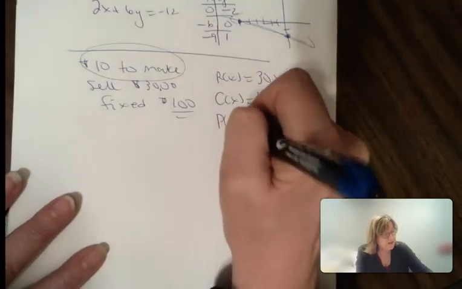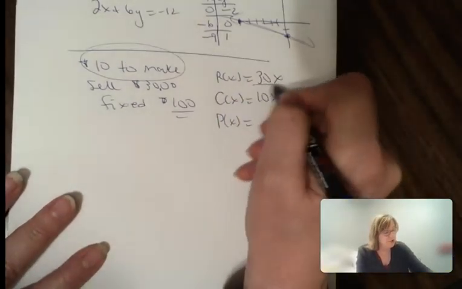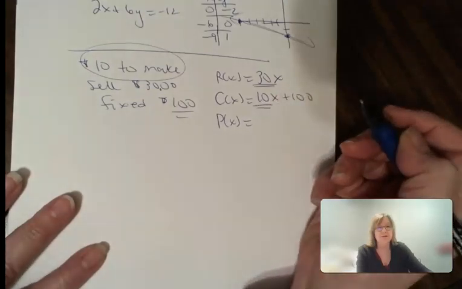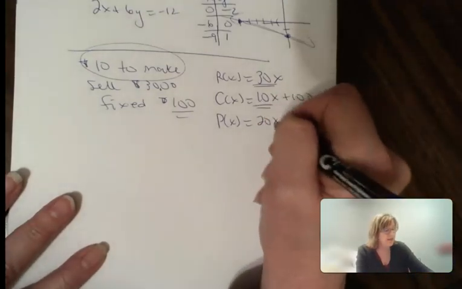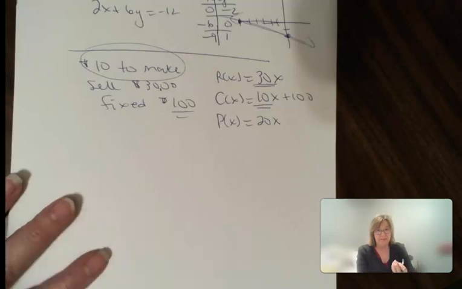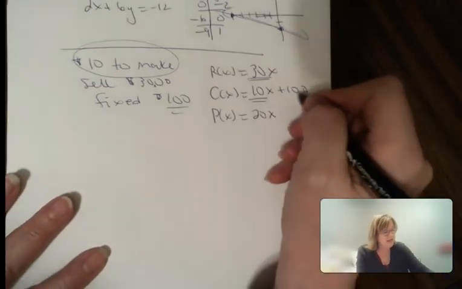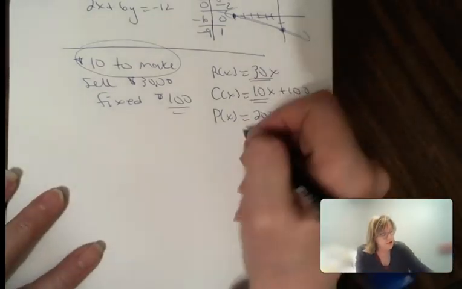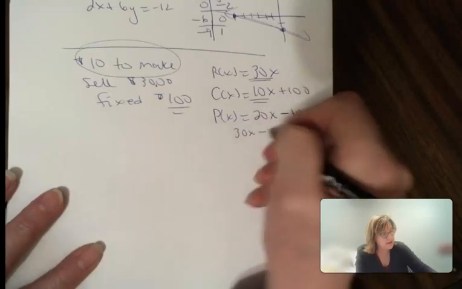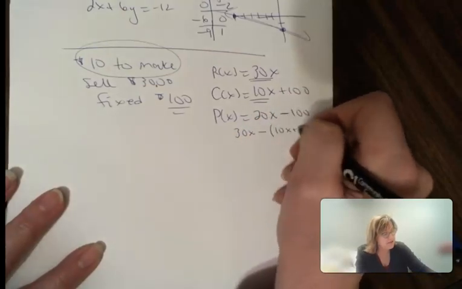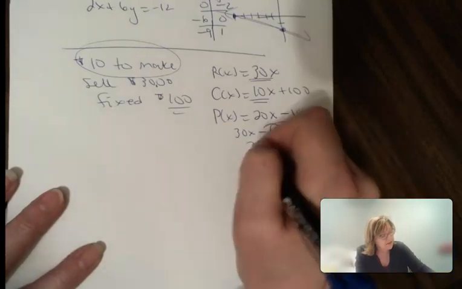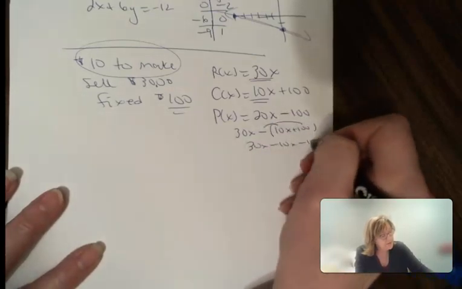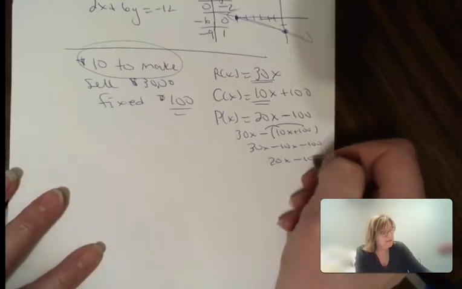Profit, I think the easiest way to view that is to think of your net. If you charge $30, but it costs you $10 to make each object, the net is that you're profiting $20 per item. The other thing is when you start a business, you start out in the hole. So that fixed is debt until you get out of debt, right? Another thing you could do is take all the money coming in, 30x, subtract, and then parentheses 10x plus 100. You could distribute the negative, and you still are going to end up with 20x minus 100.